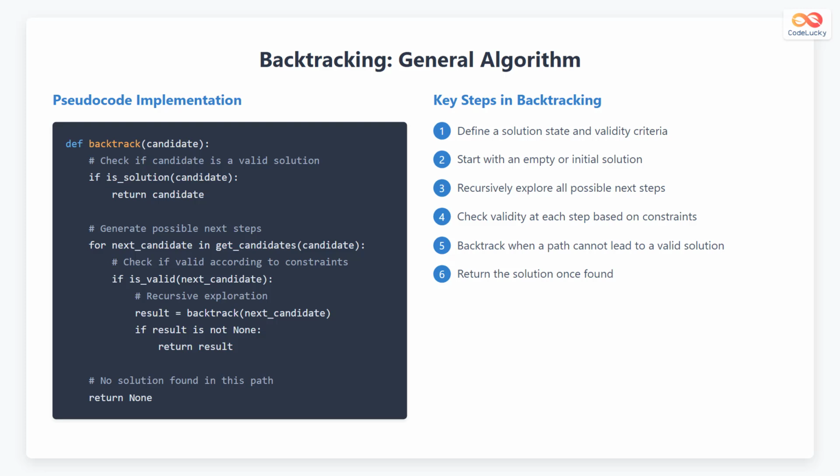The key steps in backtracking are: first, define a solution state and validity criteria. Then, start with an empty or initial solution. Recursively explore all possible next steps. Check validity at each step based on the constraints. Backtrack when a path cannot lead to a valid solution. Finally, return the solution once found.